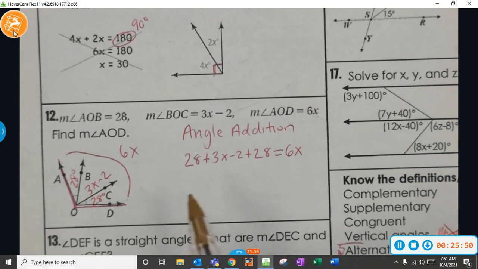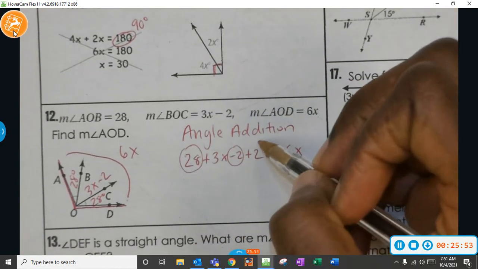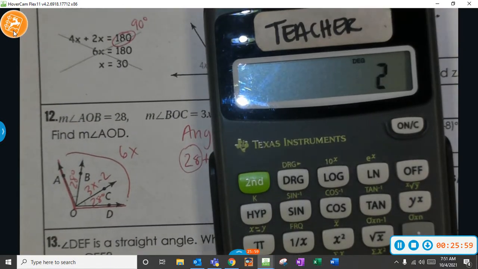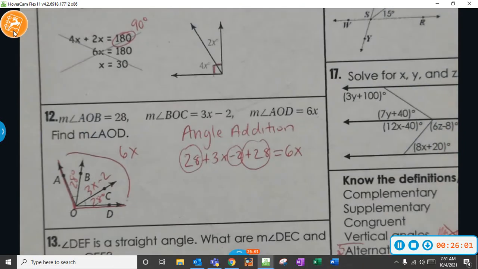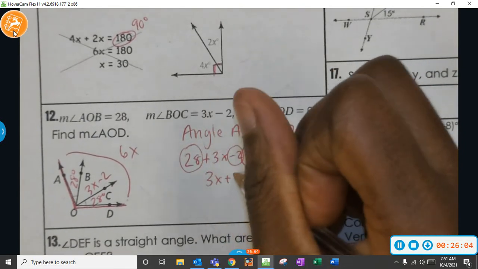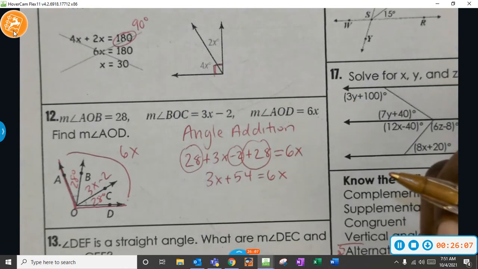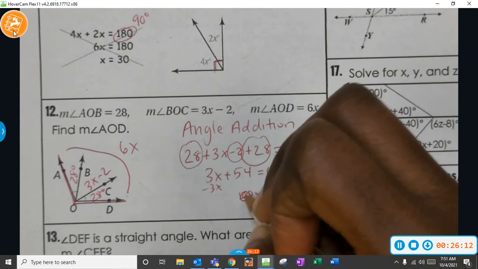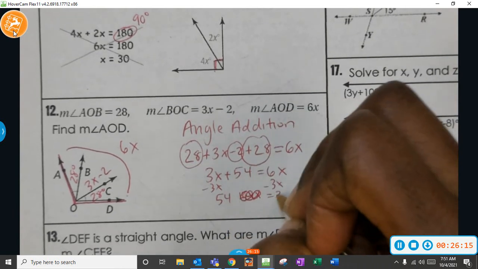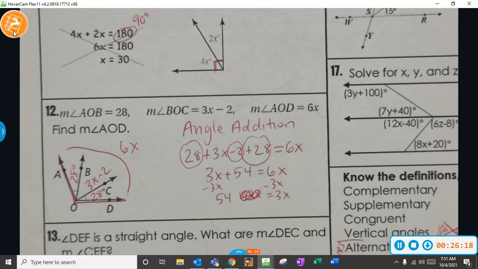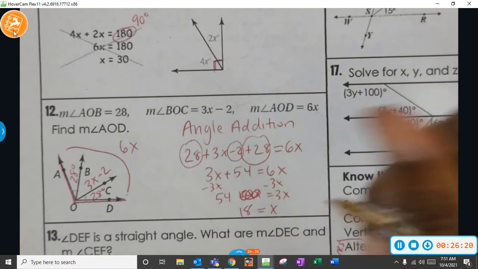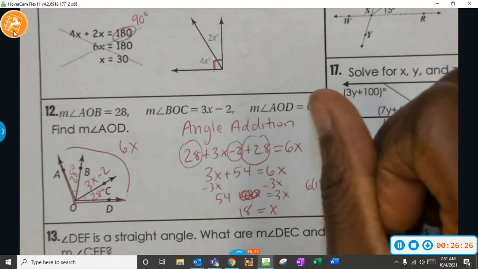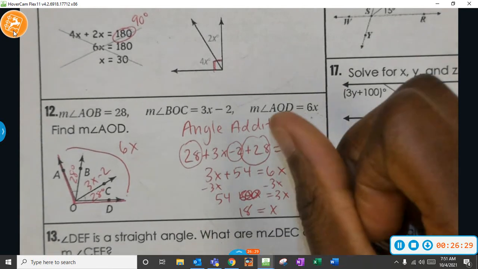When we combine like terms, we have 28 minus 2 plus 28. Those are the 3 whole numbers, and that would be 54. So 3x plus 54 equals 6x. So 54 equals 3x. Dividing both sides by 3, x is equal to 18. The measure of AOD was 6x, so 6 times 18 would be 108 degrees.